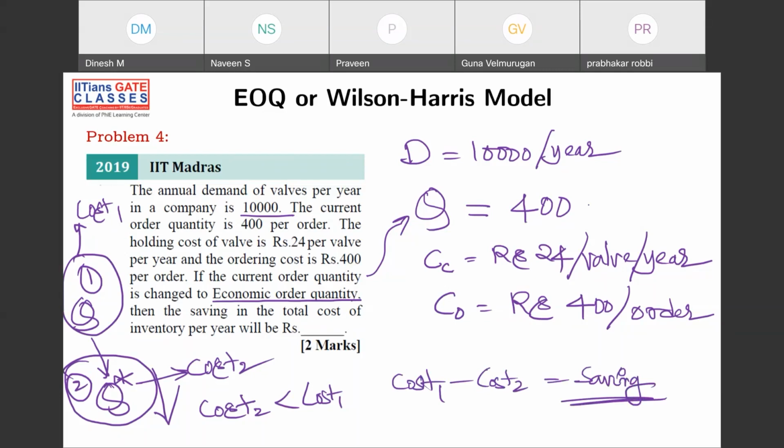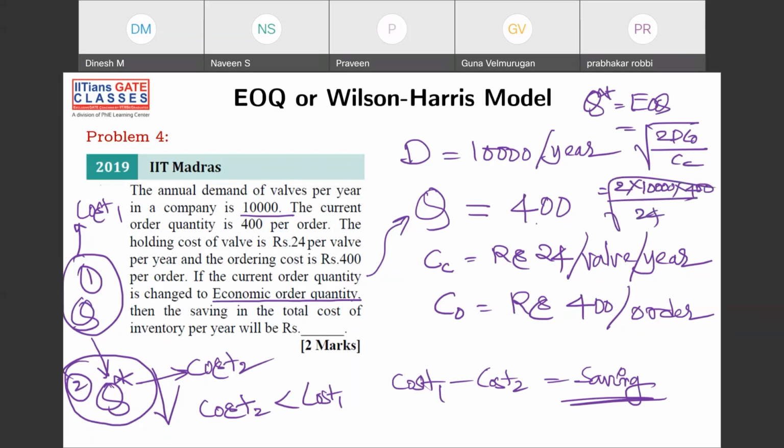Can you do this? First, we have to find economic order quantity, that is Q star equal to EOQ. What is the formula? Under root 2D C naught by CC. Substitute these values: 2 into 10,000 into C naught, which is 400, divided by CC, which is 24. If you substitute, you get some value, and that gives you Q star. Then you substitute that to find the cost. The cost is nothing but under root 2D C naught CC. Find the cost.